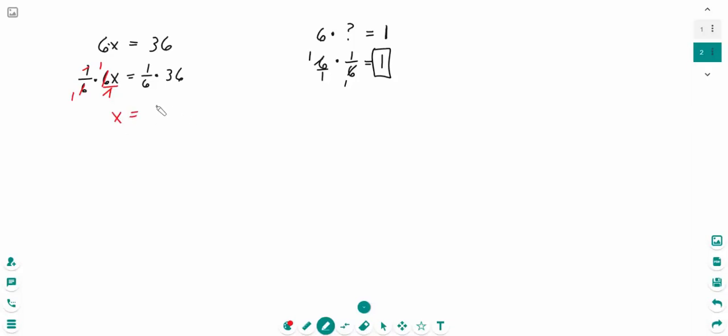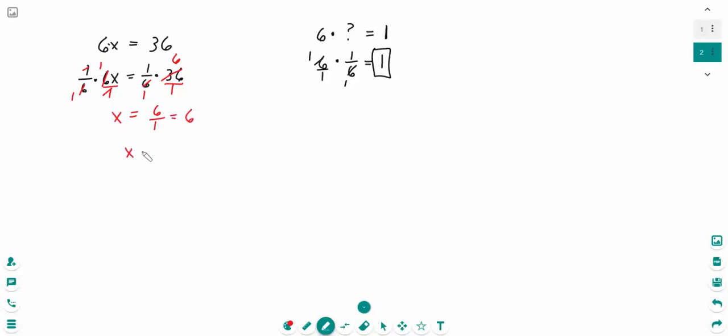Right? And then on the other side, we have 1/6 times 36. Well, we could write this as a fraction, right? 36 over 1. These would then cross cancel. 6 can go into itself once. 6 can go into 36 6 times. And we end up with 1 times 6 is 6 in the numerator. 1 times 1 is 1 in the denominator, which is equal to just a 6, right?